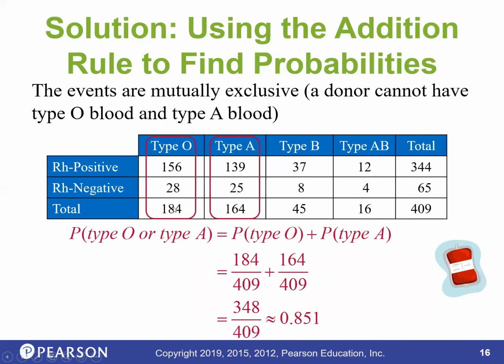It'd be 184 over the total, and type A would be 164 over the total. Add those up. That's pretty big. Notice that type O and type A, they are the most popular.